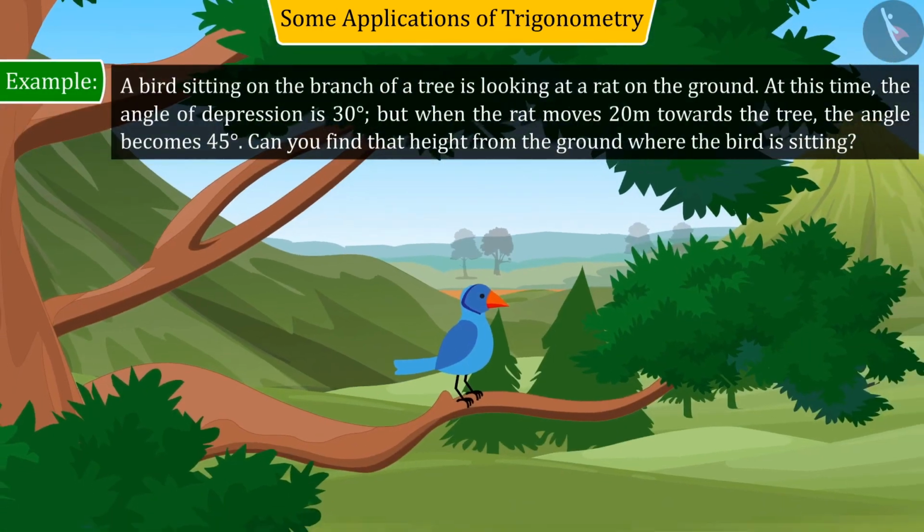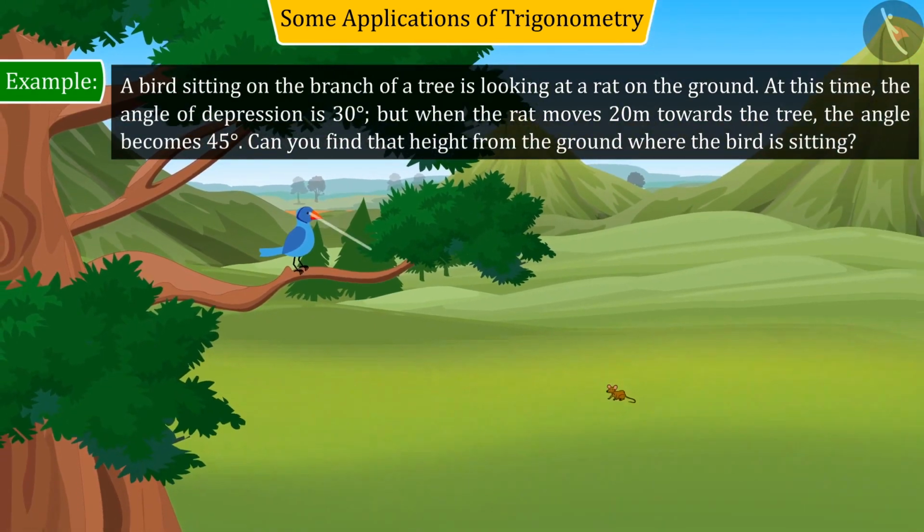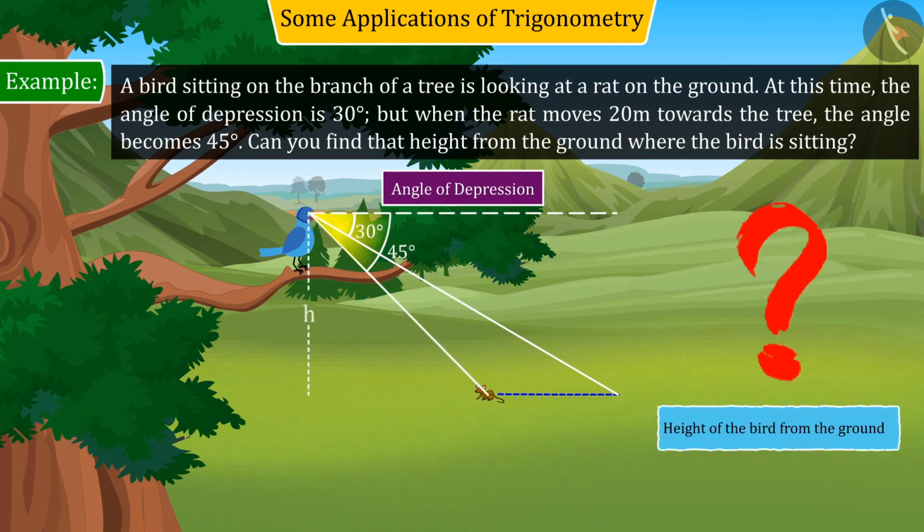A bird sitting on the branch of a tree is looking at a rat on the ground. At this time, the angle of depression is 30 degrees. But when the rat moves 20 meters towards the tree, the angle becomes 45 degrees. Can you find that height from the ground where the bird is sitting?